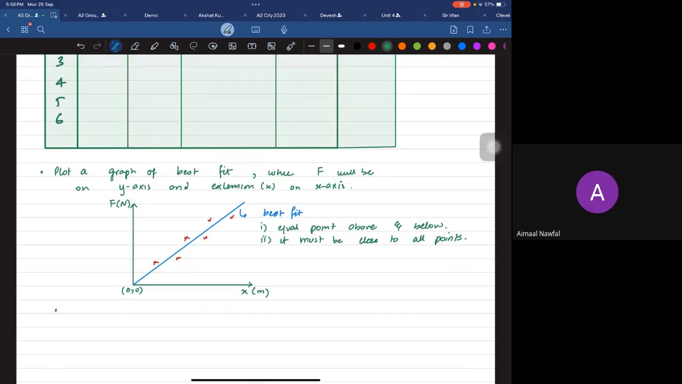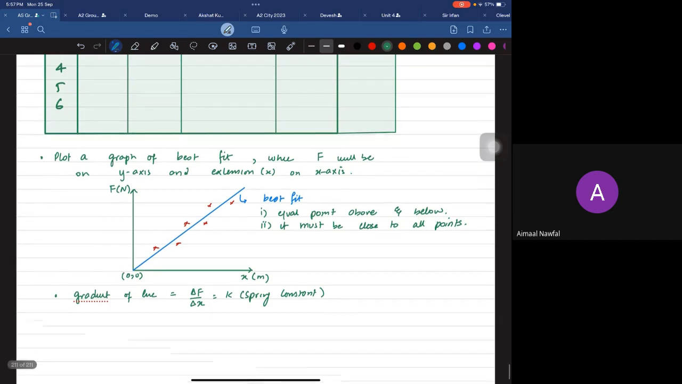Now, basically, you can find the gradient. The gradient of the line will give you change in F over change in x, which is k, the spring constant. This is how you can find the spring constant. You can keep on adding masses to know where the limit of proportionality is, where it will start to bend.